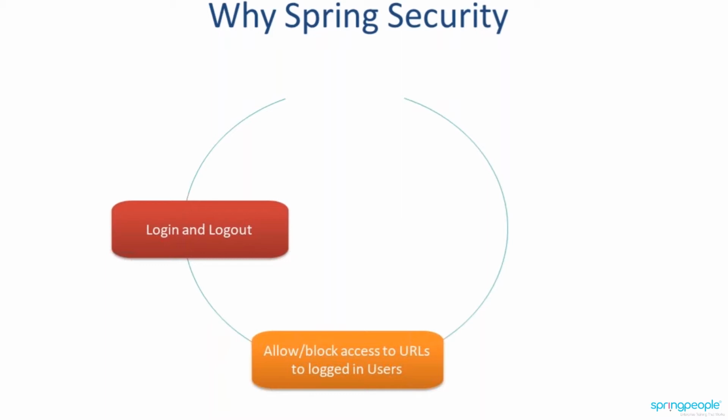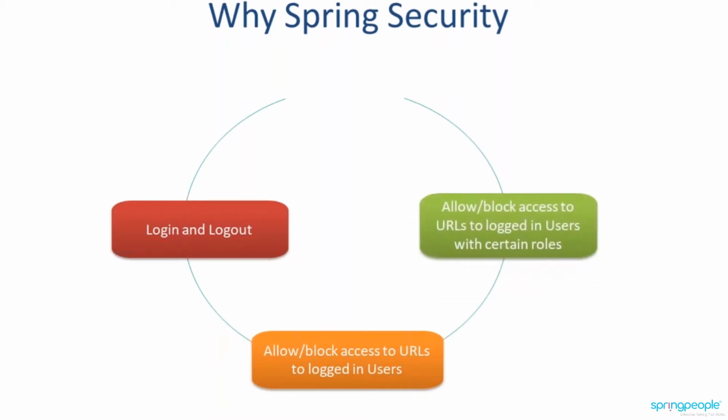And then we have allow or block access to URLs for logged in users. You are developing a role-based system, or I have different REST endpoints, where I need to decide which REST endpoint should be allowed for which kind of user. We can configure the rules for that. Allow or block access to URLs for a logged in user with certain rules, that is, only for some roles you want to allow.